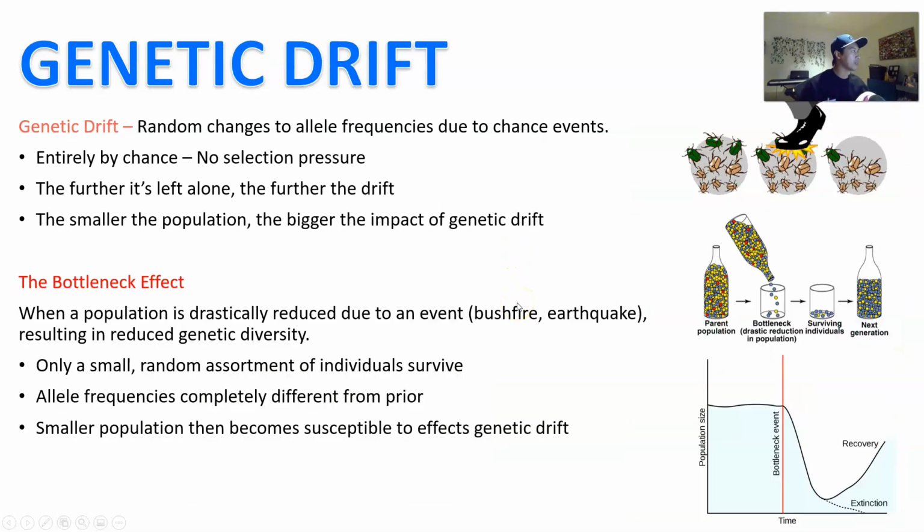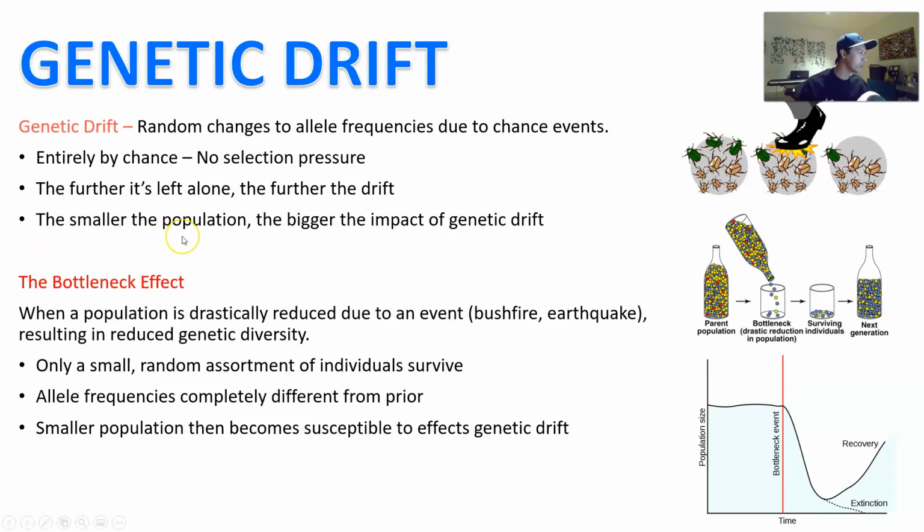Okay, genetic drift. The last one we'll look at is what we call genetic drift. Genetic drift is really just random changes to allele frequencies due to chance events, and it really is random, right? So there's no selection process, no reason why that particular trait has survived, other than the fact that something random has happened in the environment and it has changed. And generally with genetic drift, as the name suggests, the longer it is left alone, the further the trait is going to drift or change, right?